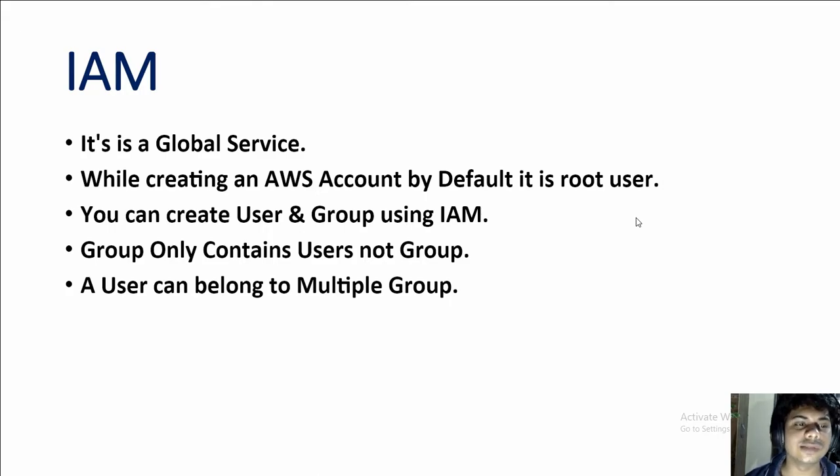So IAM is a global service. While creating an AWS account, you are not an IAM user, you are a root user, which means a root user can do anything in the AWS account. He or she can also delete an AWS account, but an IAM user can't do that. So you can create a user or a group in IAM. A group only contains users, as you already know. A group can contain groups, and a user can belong to multiple groups.